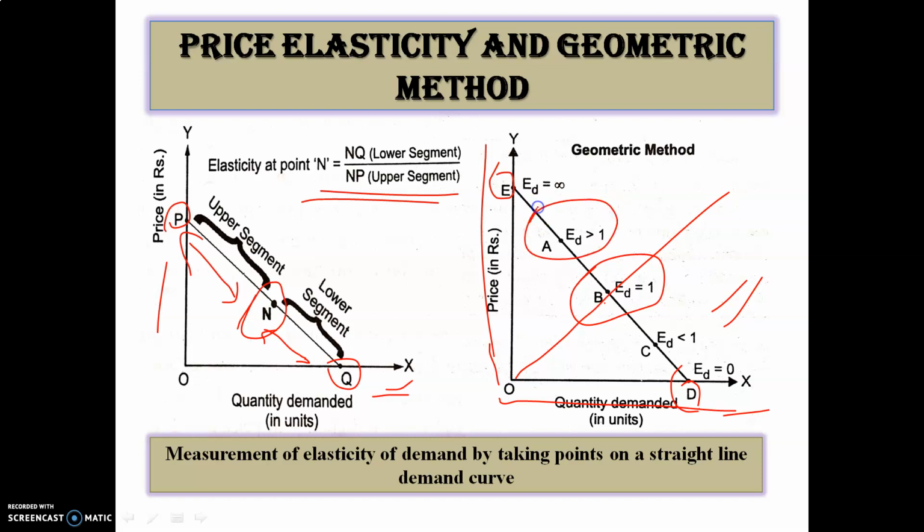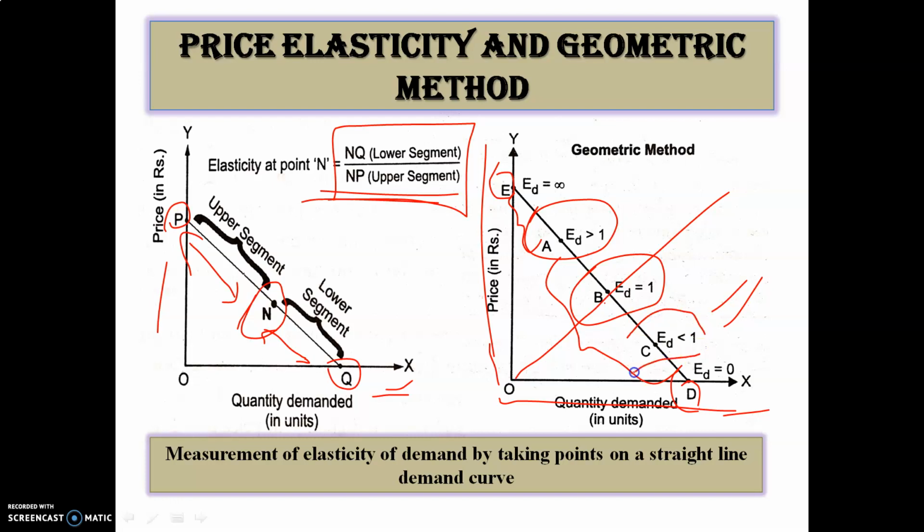Now talking about point A, you see the upper segment is denoted by EA, which is smaller than the lower segment, right? The lower segment is AD and the upper segment is AE, which shows that the lower segment is greater than the upper segment. So if you put the values in this formula, it shows that the value of elasticity of demand must be greater than 1, right?